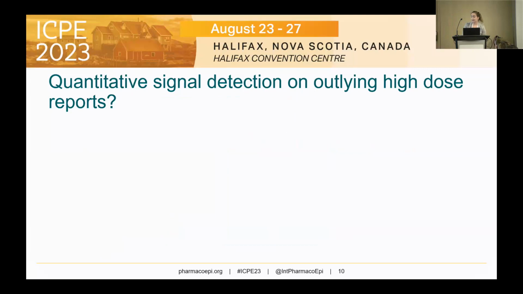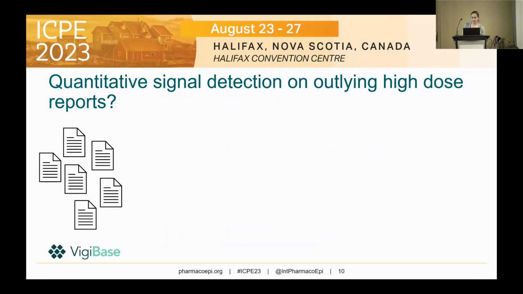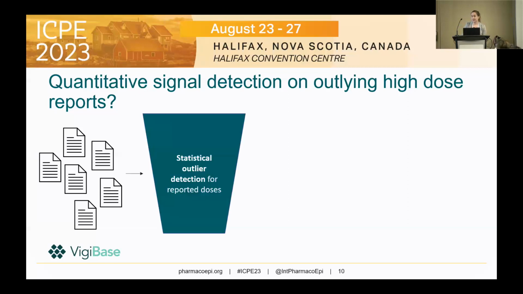So given adverse event reports from Vigibase, we could use the reported doses on the report to calculate the daily doses, because of course they're not given in daily doses, there's a lot of fields, so you can compute that. And then we use this z-score to identify outliers. And as I said, we focused on reports that were not already coded as medication errors.